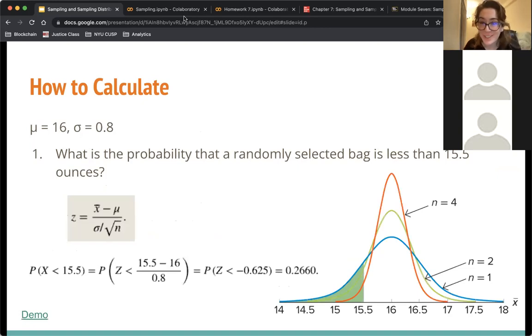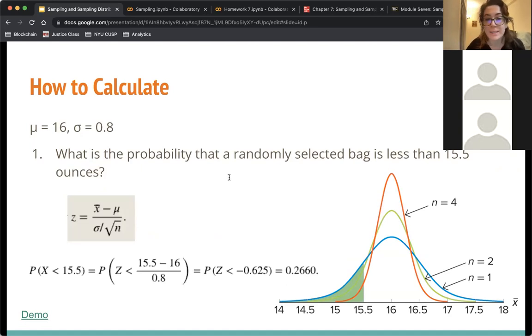Now we can use this to start to measure some hypotheses, such as, you're concerned you're getting fewer chips in your bag while still paying the same price. So we can use statistics to calculate the probability of getting shortchanged. For example, what is the probability that a randomly selected package is less than 15.5 ounces?